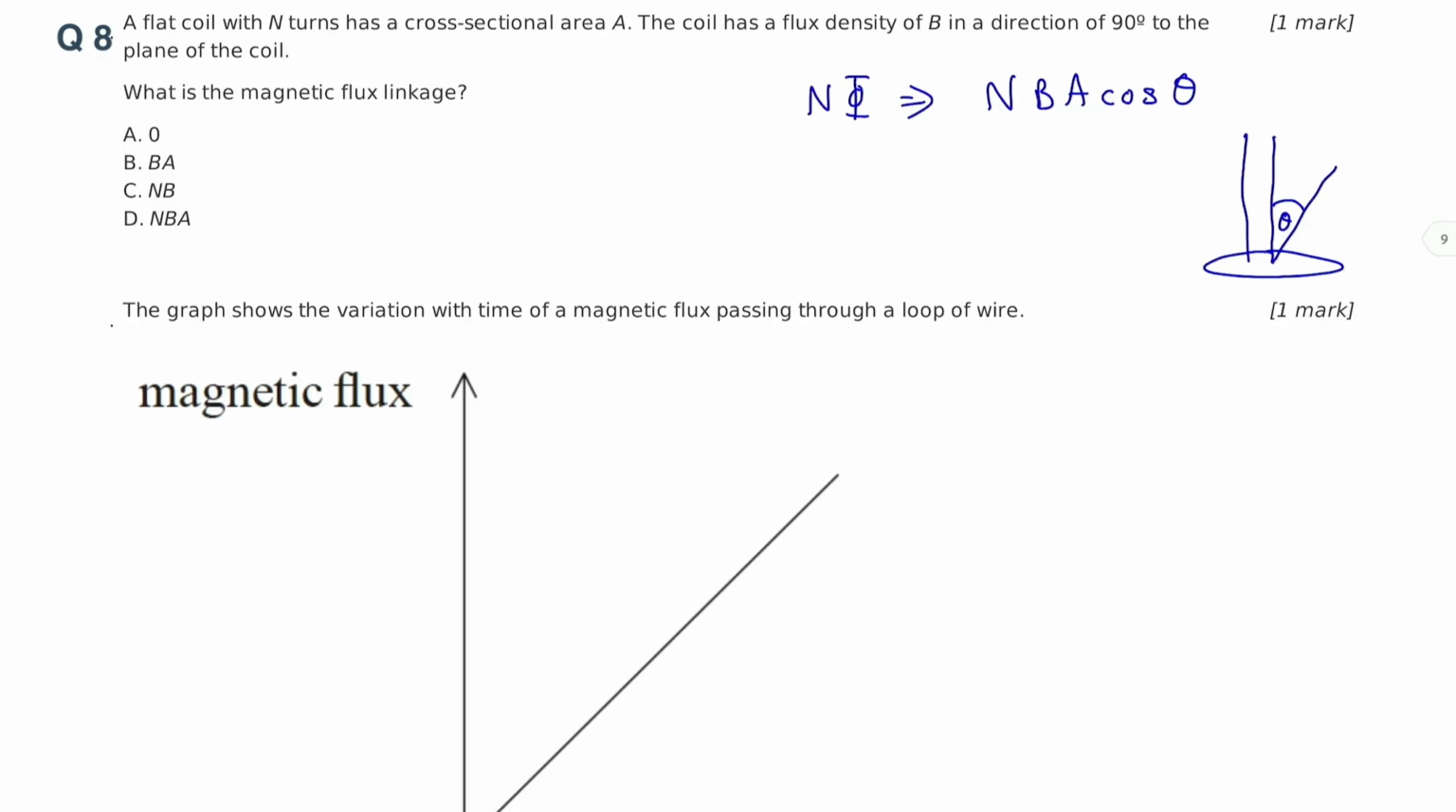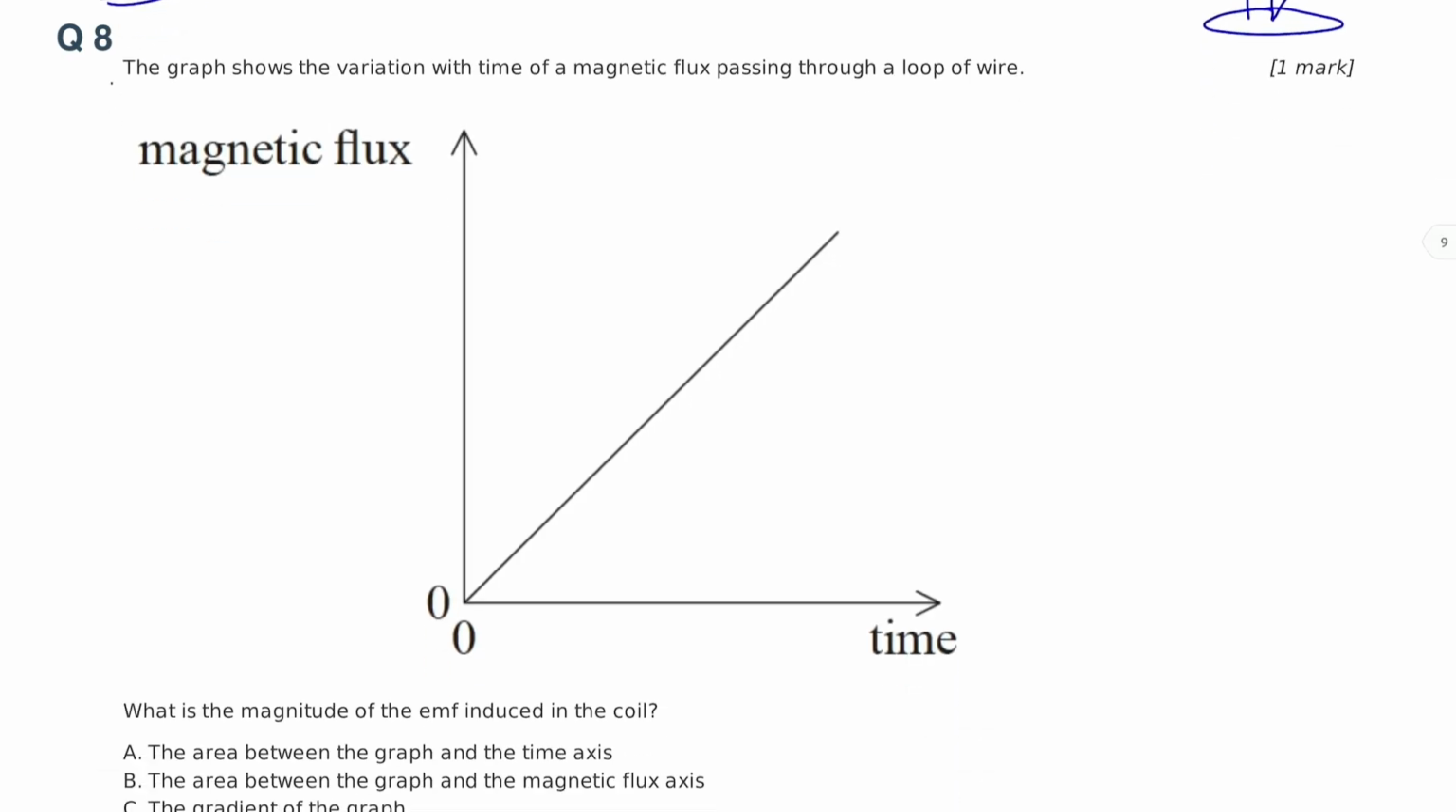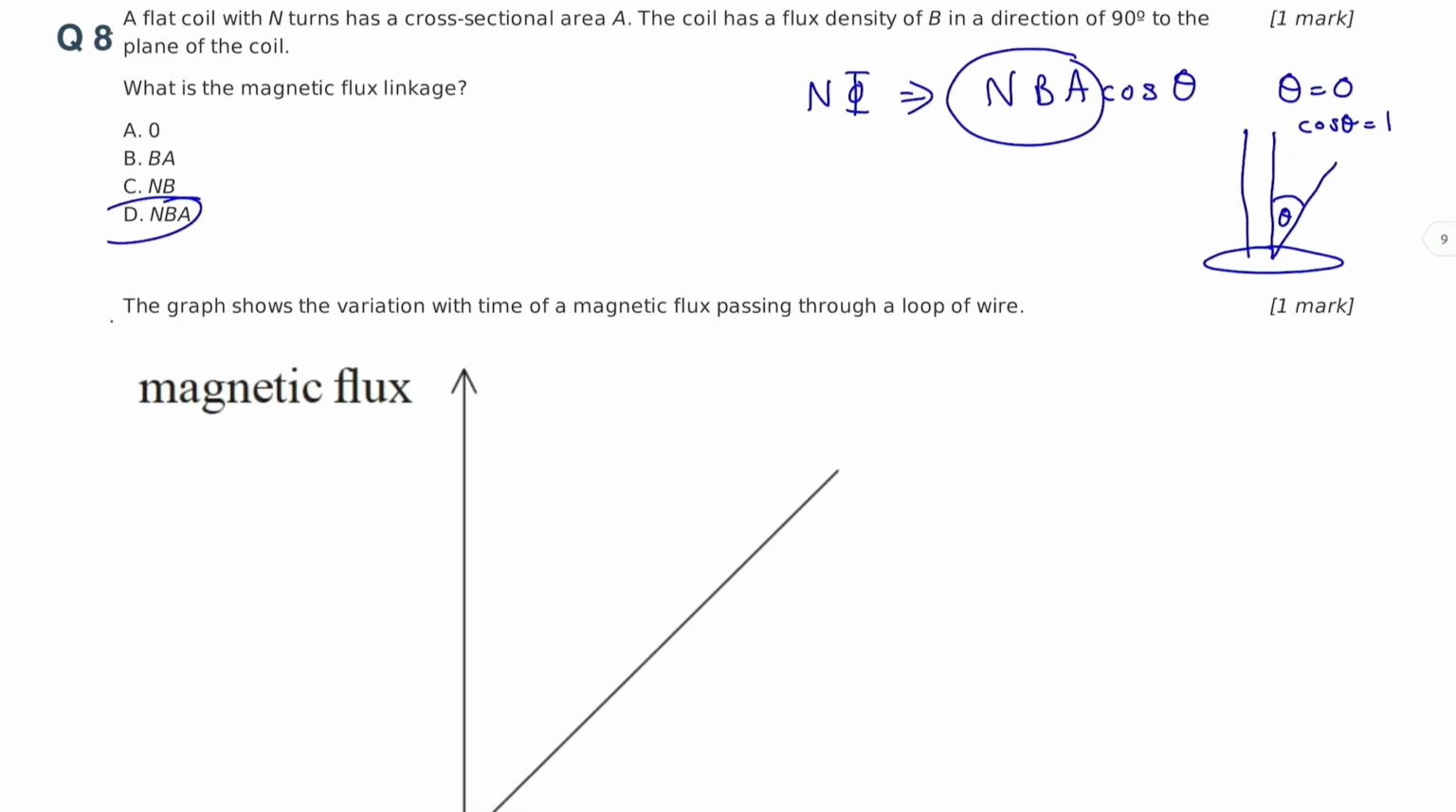So that means that theta is 0. So cos theta equals 1. NBA, so our answer is NBA, D. I was checking out the angle there because that could have been a trick question. It could have been A if it was 90 degrees, then it would have been 0.